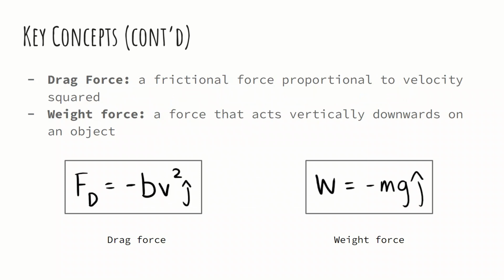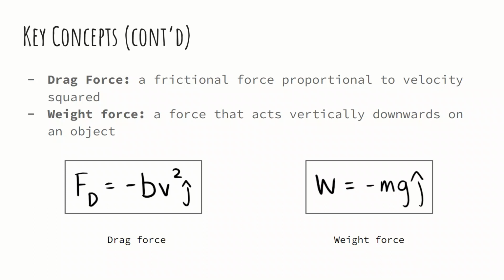The drag force is a frictional force, which means it acts opposite to the direction of motion. The formula is seen below, with B being the proportionality constant, v being the object's velocity, and j hat being a unit vector in the y direction. Based on this formula, the drag force is directly proportional to the velocity squared, so as an object gets faster, the drag force should also get larger.